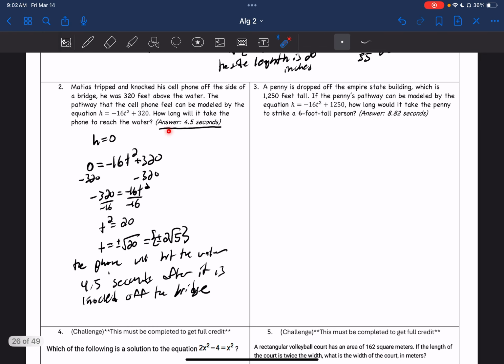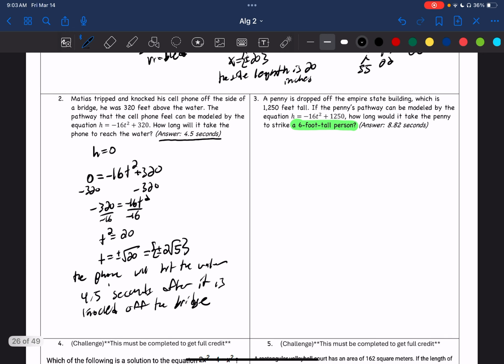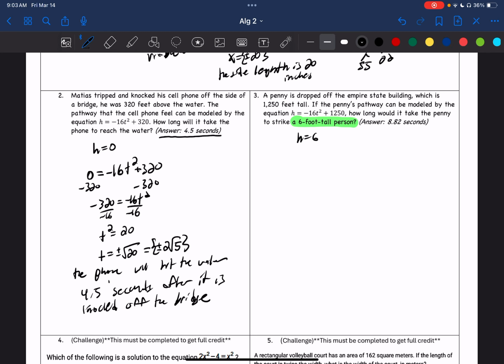And just this one and the ones on the last page, I guess. Over here, we're talking about how long it will take until it hits the water, which would be analogous to hitting the ground here. But we're not looking for when it hits the ground. We're looking for when it hits a 6-foot tall person. So if it starts at 1,250 feet, what does the height have to be to hit a 6-foot tall person? Well, h has to be 6, right?